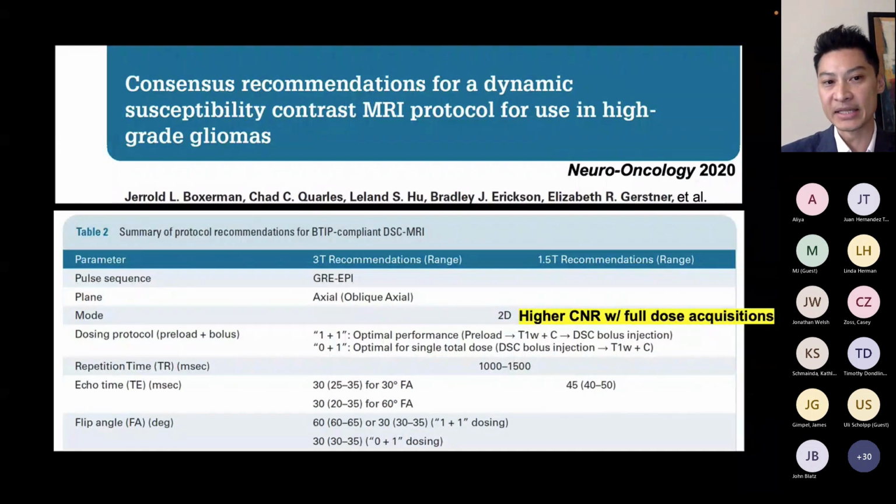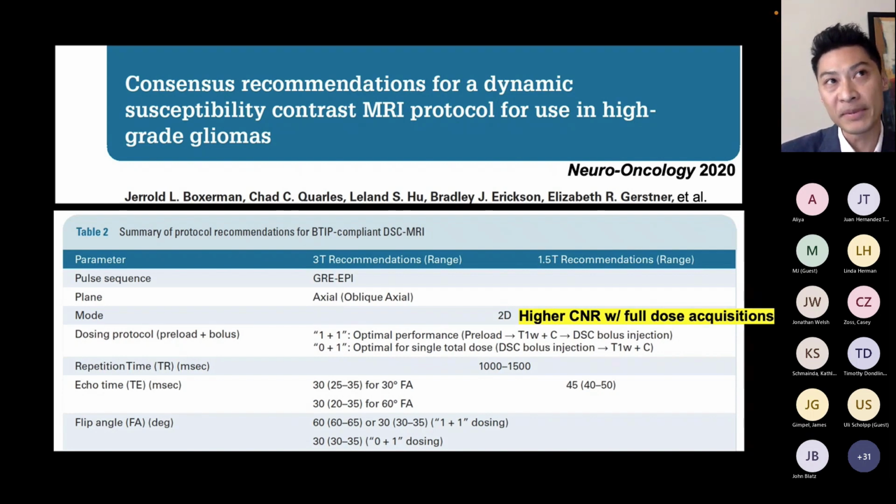But what are some recommendations? Well, Dr. Boxerman et al. wrote this paper about the consensus recommendations of a dynamic susceptibility contrast protocol for use in high-grade gliomas, and they found that a full dose scheme provided the highest CNR. That essentially means a full dose of preload before you give another dose for the actual dynamic images. But if you don't want to use a preload, you can choose not to, and give a full dose for the dynamic images but use a lower FA value. Both of these schemes have proven to be accurate in assessing CBV measurements.